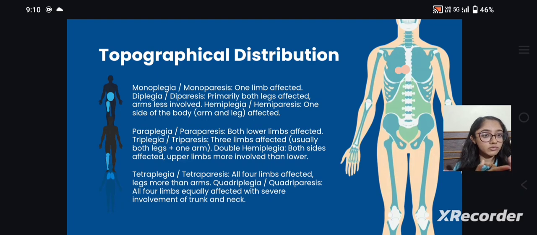Then triplegia or triparesis. It means that 3 limbs will be affected, usually both legs and one arm. Then double hemiplegia. It means that both sides will be affected, upper limbs more involved than lower limbs. Then tetraplegia or tetraparesis. It means that all 4 limbs are affected, legs more than arms. Then quadriplegia, quadriparesis. It means that all 4 limbs are equally affected with severe involvement of trunk and neck.